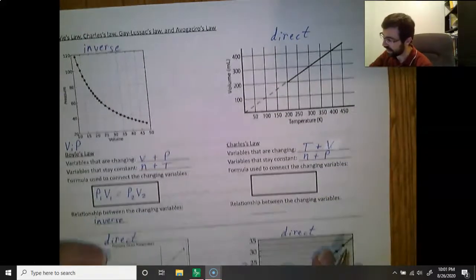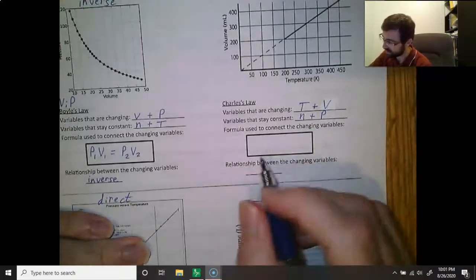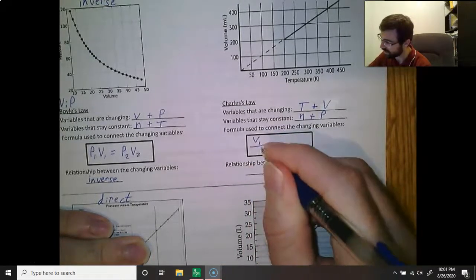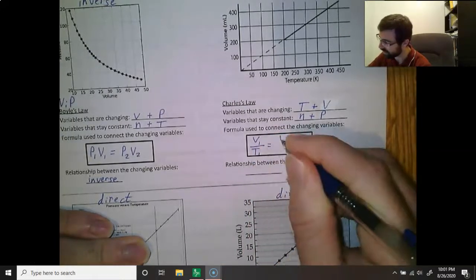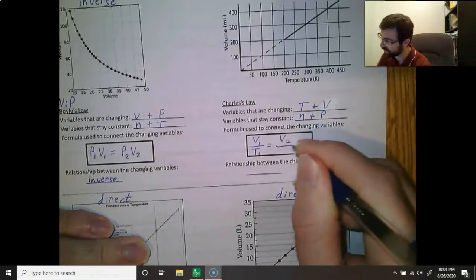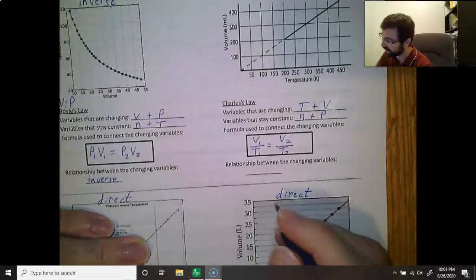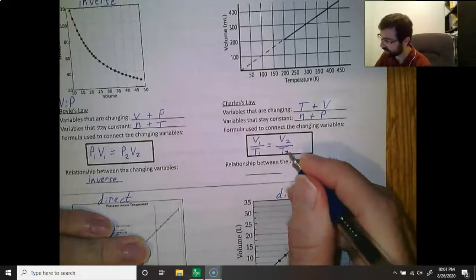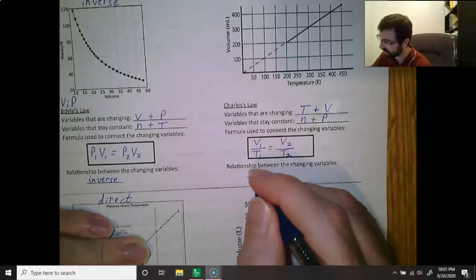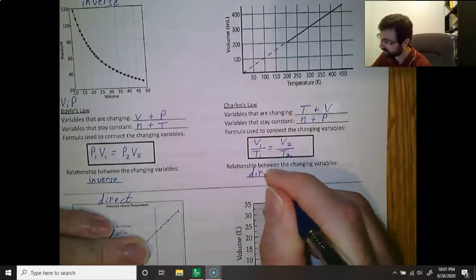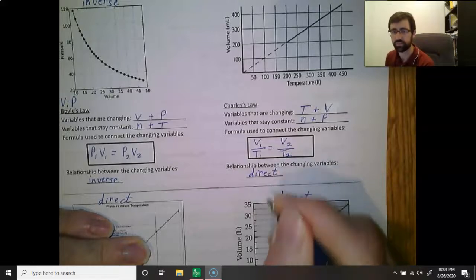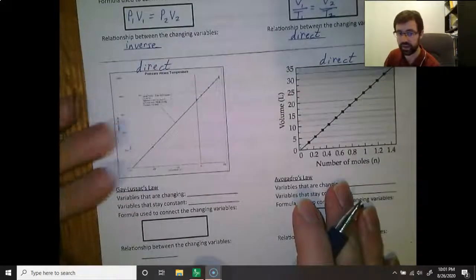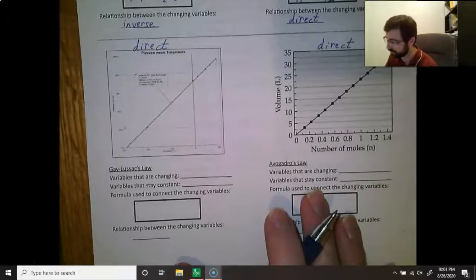Formula we use for that is V1 over T1 equals V2 over T2, and the relationship between the variables that are changing, volume and temperature, are directly related. It's a direct relationship. All right, let's look at the next law, Gay-Lussac's law.